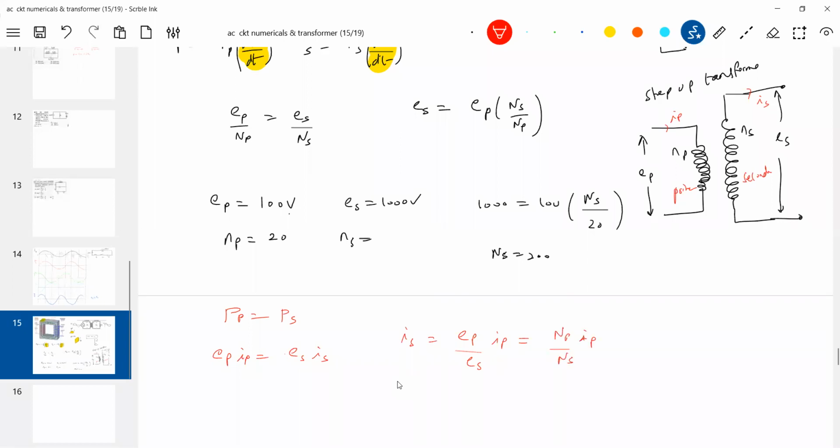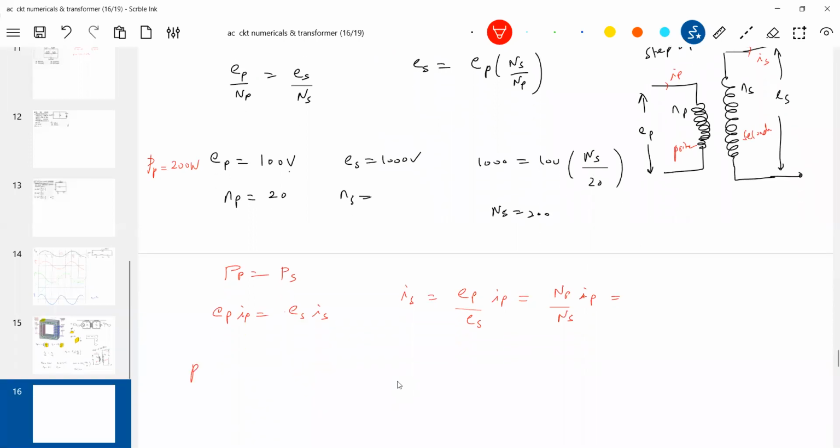NP by NS. So let's calculate now the total power we sent, say 100 into 2, so this will be 200 watt. So EP is how much here? 100. IP should be equal to 2. The secondary voltage required is 1000. We'll calculate IS. How much should it be? 0.2 ampere. So at the cost of increasing voltage, what will happen to the current?